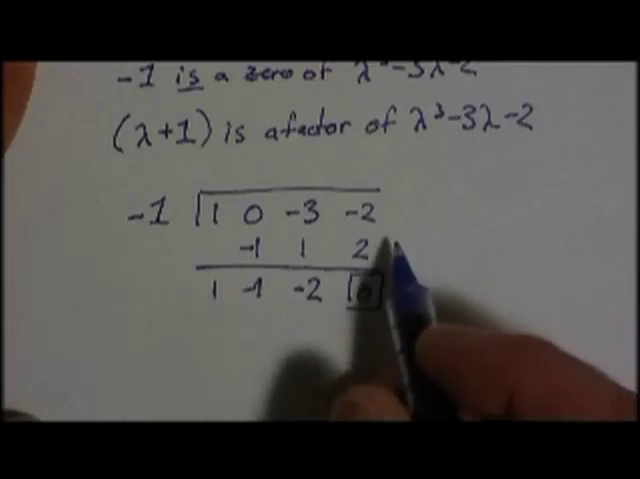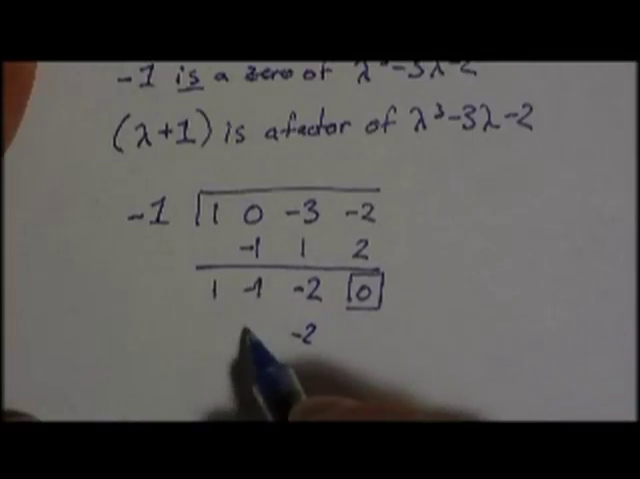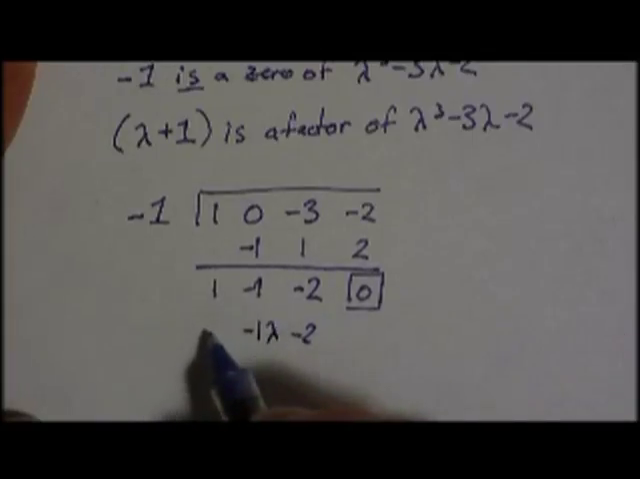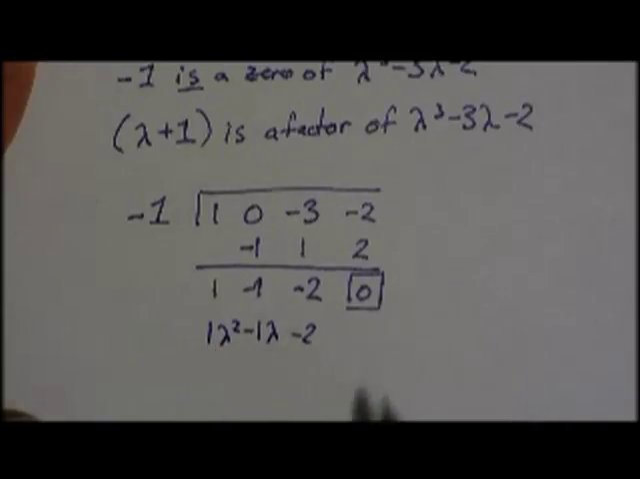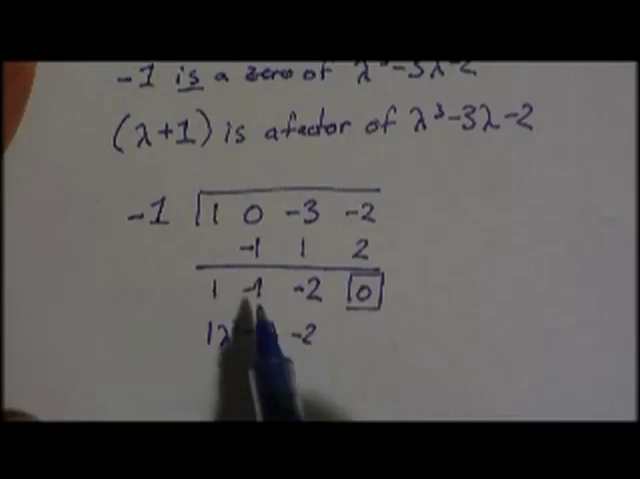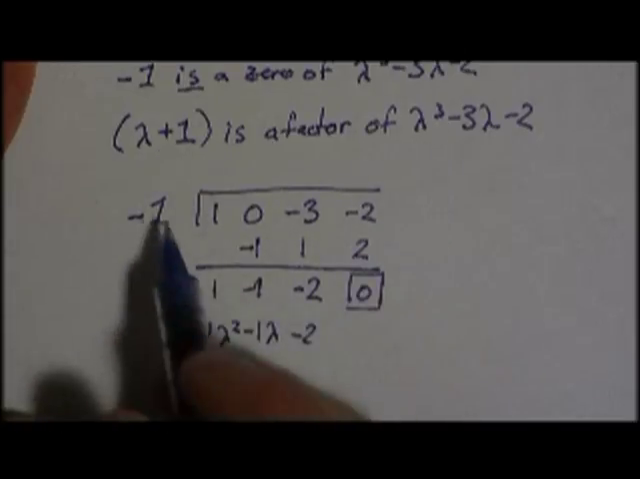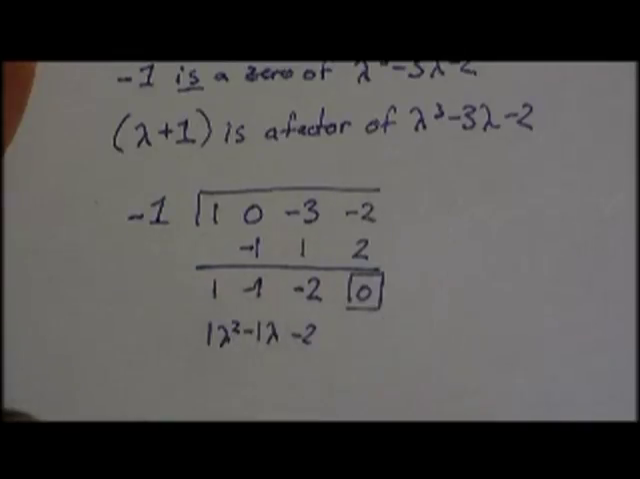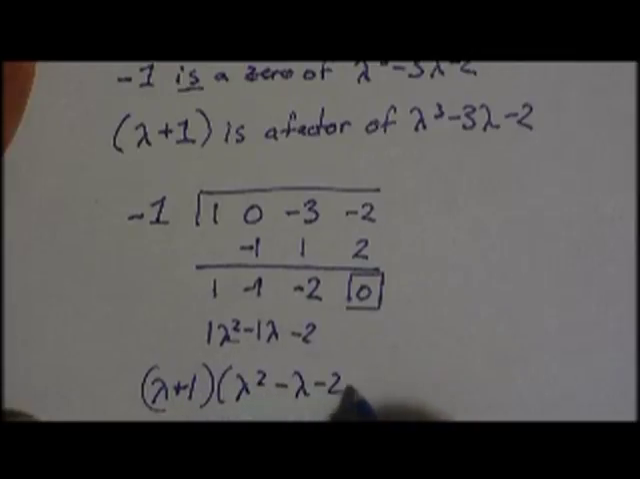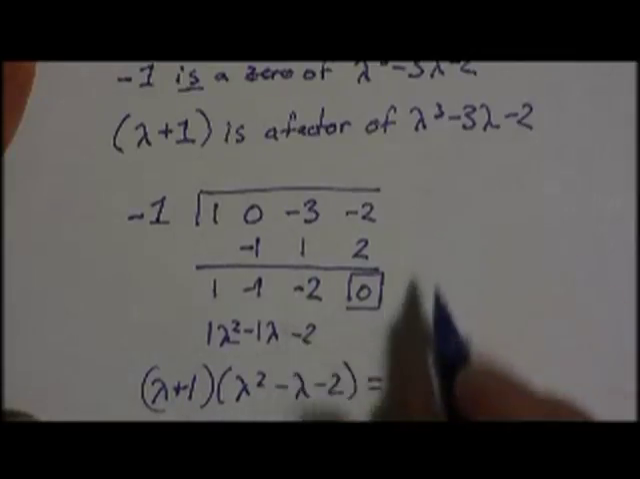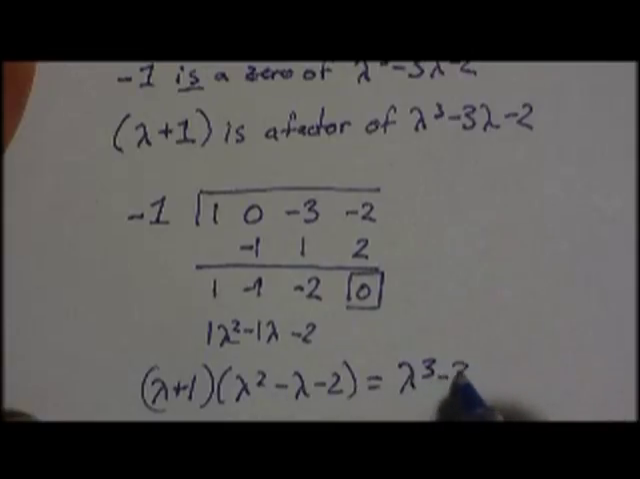So this would be negative 2 minus 1 lambda plus 1 lambda squared. So our quotient is lambda squared minus lambda minus 2. So in other words, this went into this many times, so this times this is equal to that. In other words, lambda plus 1 times this guy, lambda squared minus lambda minus 2, equals the original polynomial that we were given.